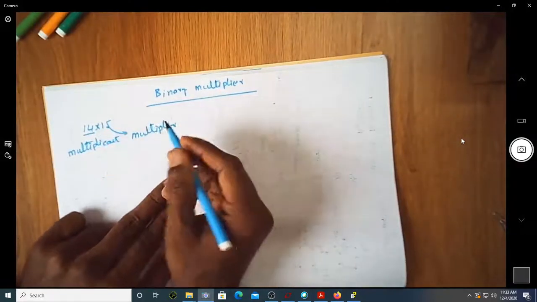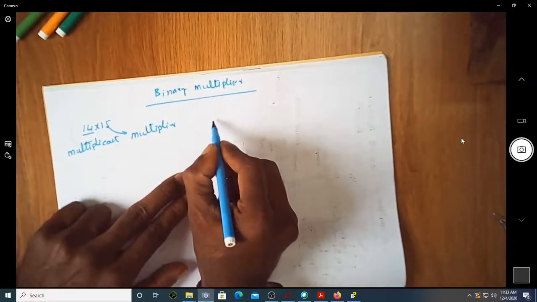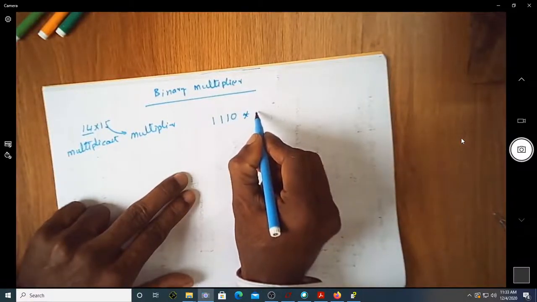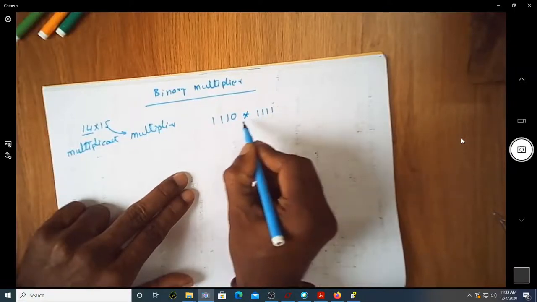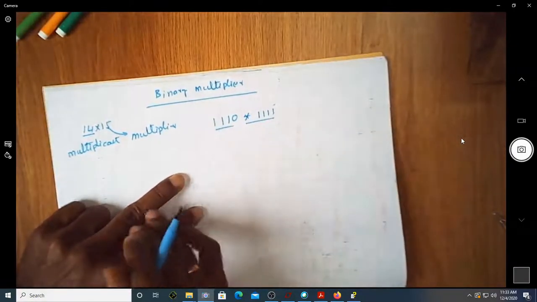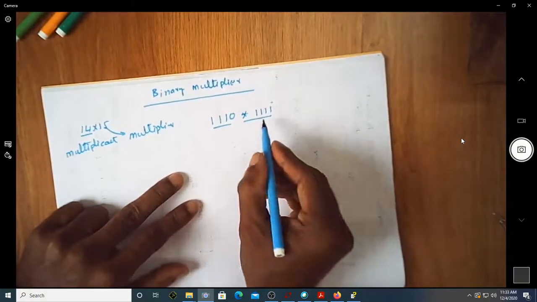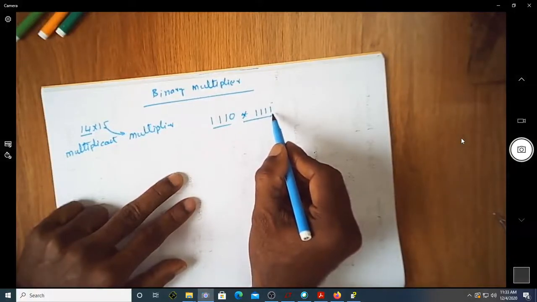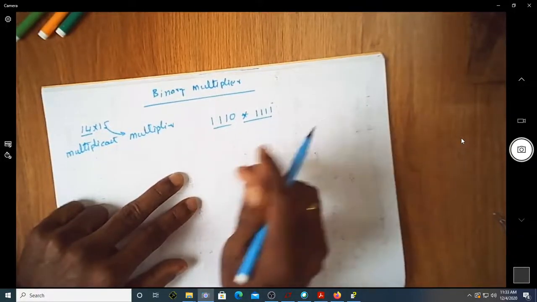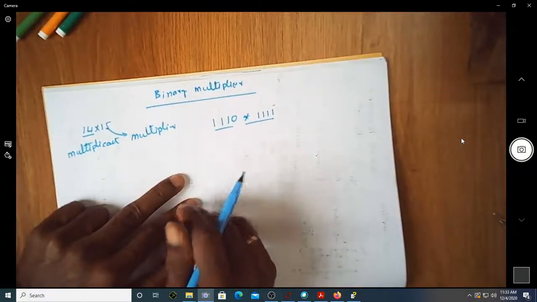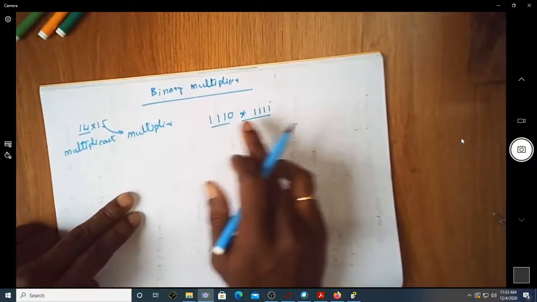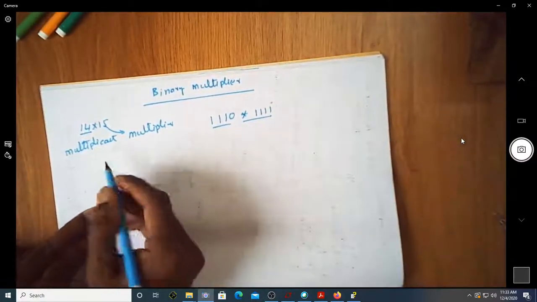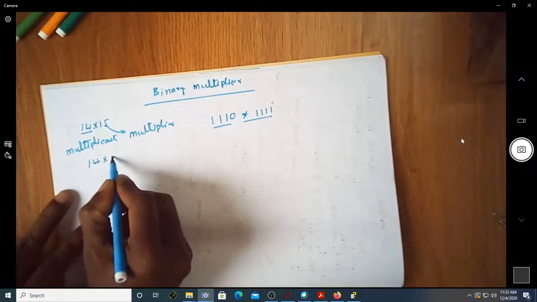So we can write its binary values. My multiplicand is 1 1 1 0, multiplied by the multiplier 1 1 1 1. This is how you can write the multiplier and multiplicand in binary representation. Whenever the multiplier bit is 1, we simply add the multiplicand. In this particular case, since 15 has all bits as 1, let us take a different example. Maybe 14 into 12 would be fine.